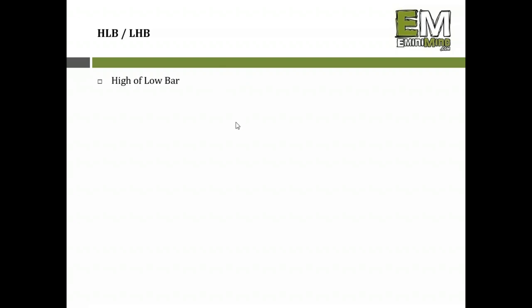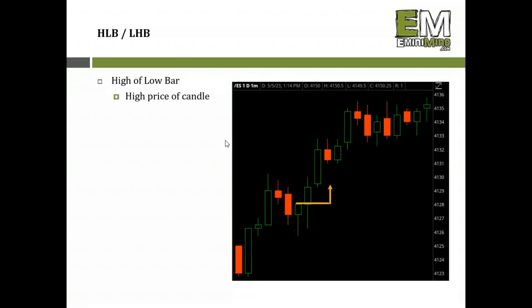So high of low bar essentially means the high price of the candle that's the lowest candle in the pullback. So if we consider this like a 3 candle pullback here, going from the left of the chart, you've got a red bar and then 3 green bars. And then the market pulls back with these 2 red candles, and then you get this hammer. So the high of low bar and low of high bar is referencing the entry price, or the entry level, for this type of trading.